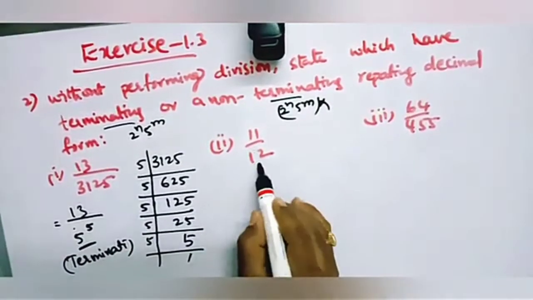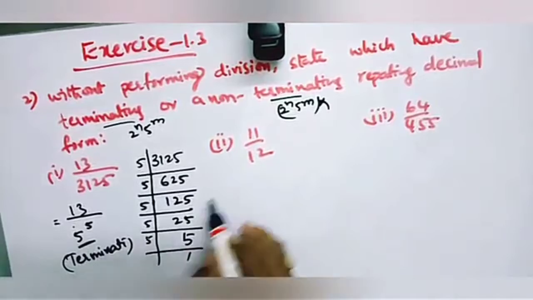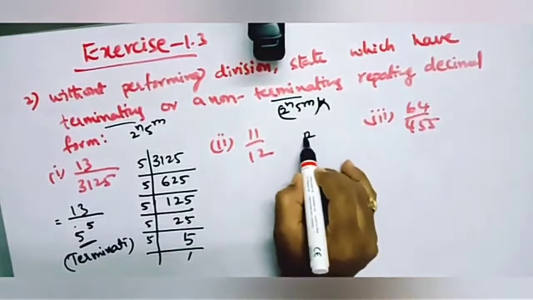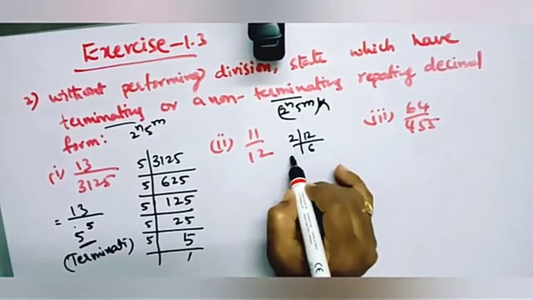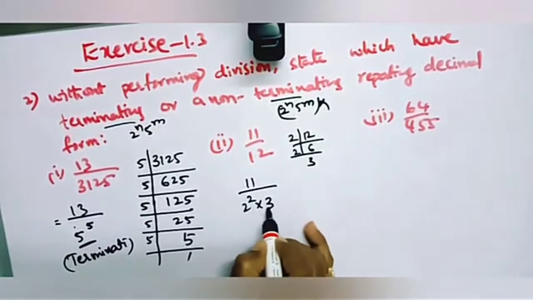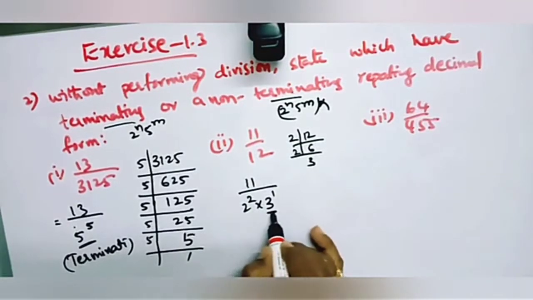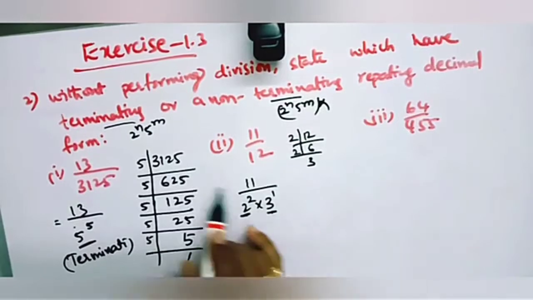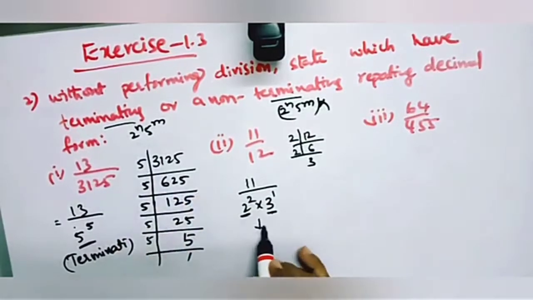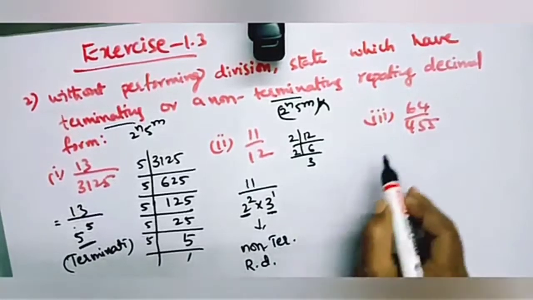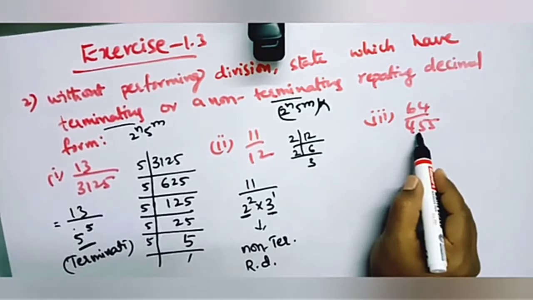The next one is 11 by 12. So 12 you should write down as 2 times 6, then 2 times 3. So 11 by 2 square into 3 power 1. So it is not in the form of 2 power n and 5 to the power of m. So it is a non-terminating repeating decimal.